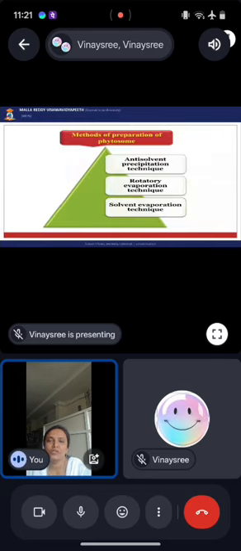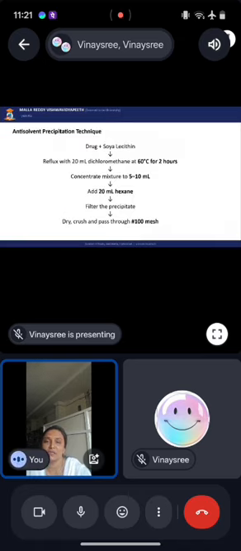So let us know what are the different methods of preparation of a phytosome. There are three methods to prepare a phytosome: anti-solvent precipitation technique, rotary evaporation technique, and the third one is solvent evaporation technique. So let us now discuss in detail about each method. In anti-solvent precipitation method, what we are doing is we are taking a phytoconstituent, that is the drug, and we are mixing it with the soya lecithin, which is a phospholipid over here, and we are mixing this. This mixture is being kept under reflux with 20 ml of dichloromethane at 60 degrees for 2 hours.